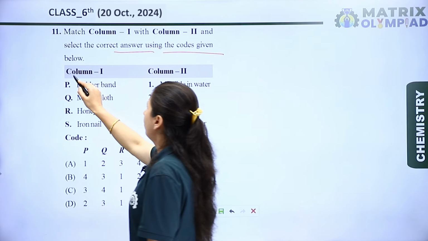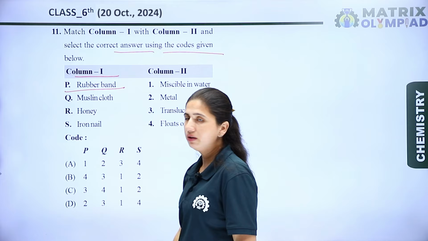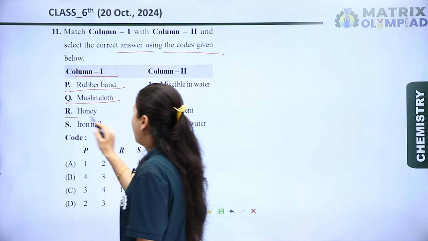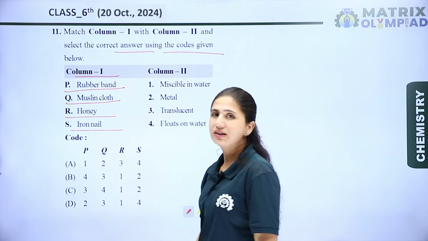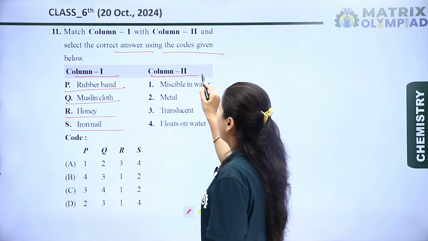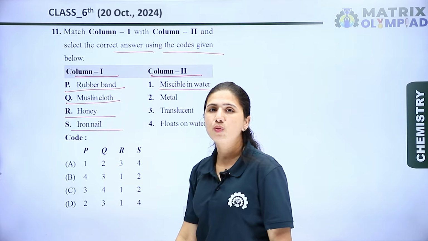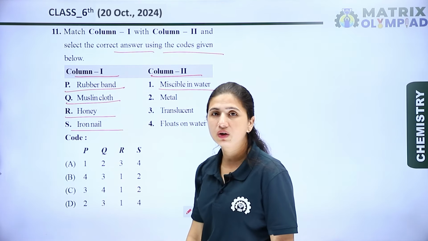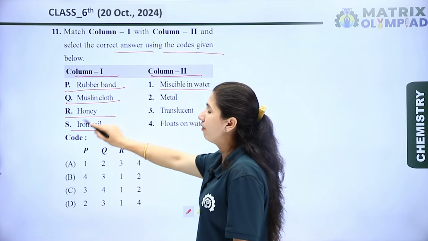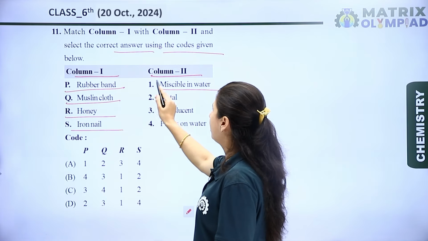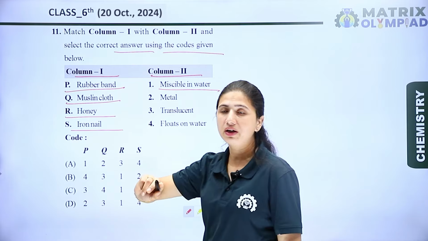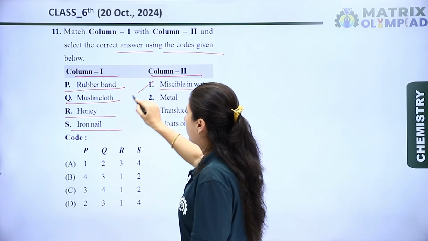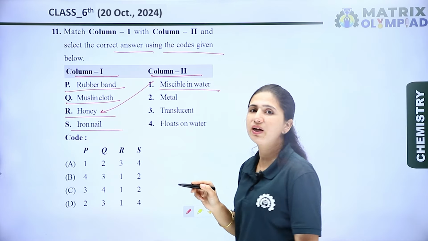Okay, now in column first, P is rubber band, meaning different substances are given. Q is muslin cloth, R is honey, and S is iron nail. Next, in column second, first is miscible in water. We know that rubber is not miscible in water, muslin cloth is also not miscible in water. Honey can easily mix in water, and the iron nail is also not miscible in water. So miscible in water is matched with honey.